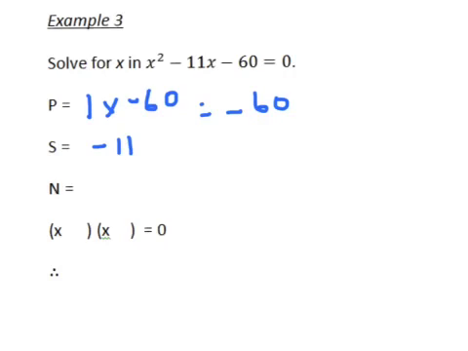And the sum of negative 11 here is telling us that the larger of the two numbers in magnitude must be the negative one.